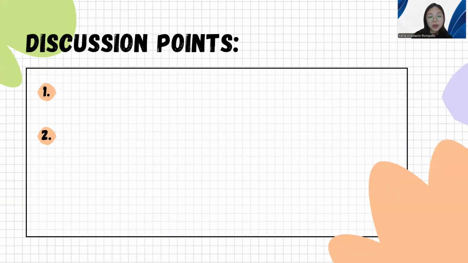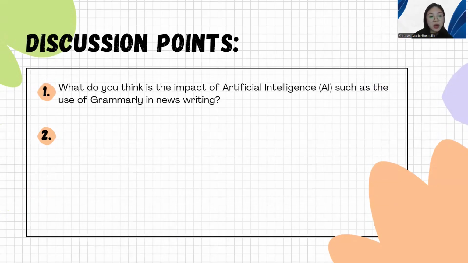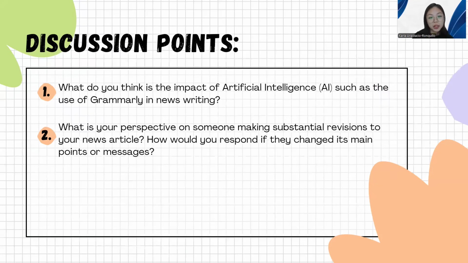And now, for our discussion points, I want you to answer these two questions. First, what do you think is the impact of artificial intelligence or AI, such as the use of Grammarly in news writing? For our second discussion point, please answer, what is your perspective on someone making substantial revisions to your news article? How would you respond if they change its main points or messages?